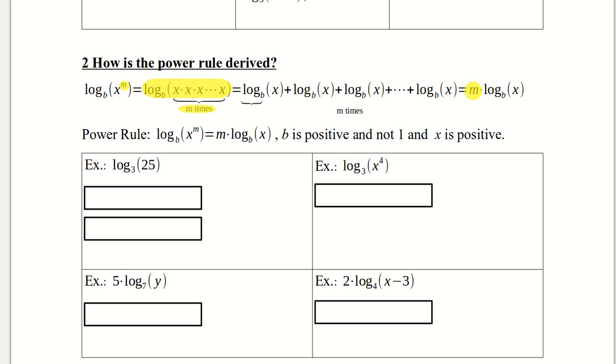But notice that for each of the factors of x, we can use our product rule to bring out a log of x. And we can do that m times. And if we've got m terms, remember terms are being added, we can say that that's the same as m times the log base b of x. So there's our power rule. Our power rule will allow us to do algebra when the time comes. So it's very useful to us.